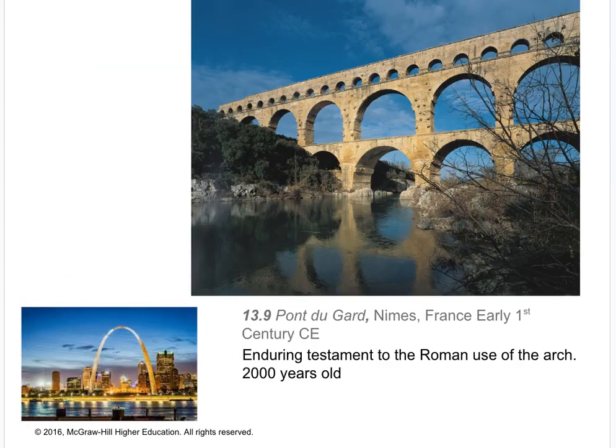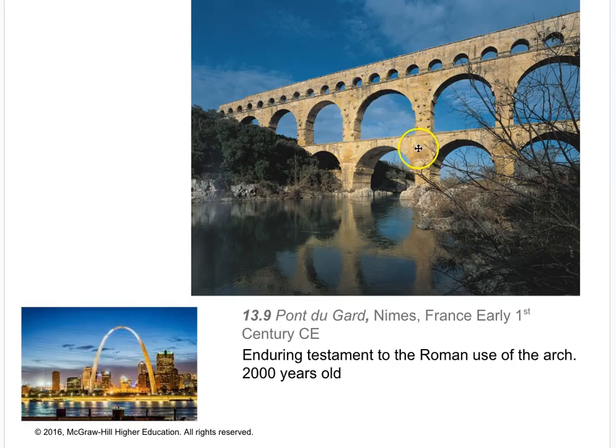Here are a couple of examples of the round arch and vault. This is actually just the round arch, actually. So it had been created as far back as Mesopotamian cultures, but it's really most used by the Romans. So what you see here is the Pont du Gard in Nimes, France, and this is actually a Roman structure that's still here 2,000 years old. It's just amazing that it's here.